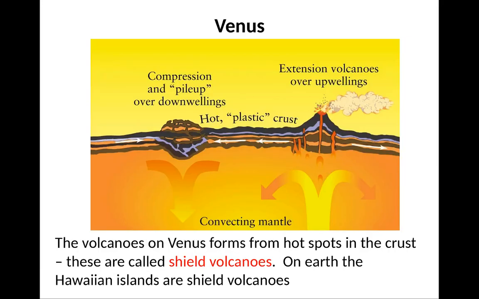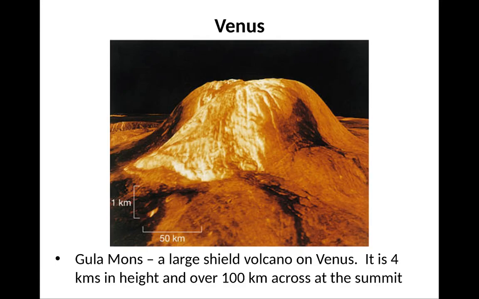Right. So the volcanoes on Venus form from hot spots in the crust. These are so-called shield volcanoes. We have something similar on Earth, for instance, the Hawaiian Islands are shield volcanoes. They form in the middle of tectonic plates, with upwelling of magma. Right. Gula Mons is a large shield volcano on Venus. It is 4 kilometers in height and over 100 kilometers across at the summit.